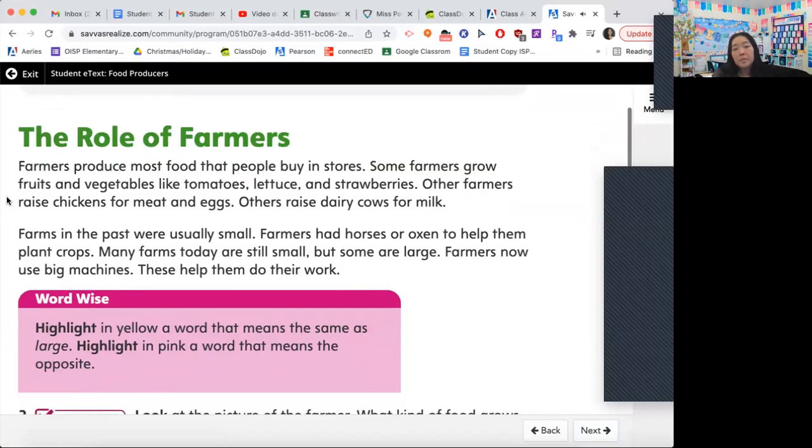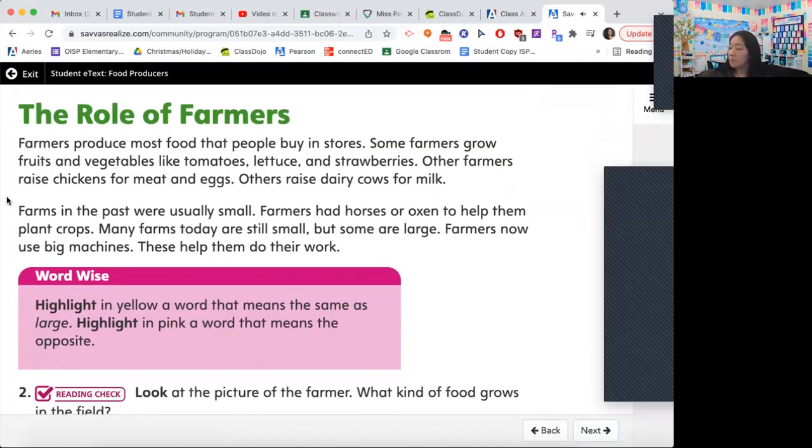The role of farmers. Farmers produce most food that people buy in stores. Some farmers grow fruits and vegetables like tomatoes, lettuce, and strawberries. Other farmers raise chickens for meat and eggs. Others raise dairy cows for milk. Farms in the past were usually small. Farmers had horses or oxen to help them plant crops. Many farms today are still small, but some are large. Farmers now use big machines. These help them do their work.